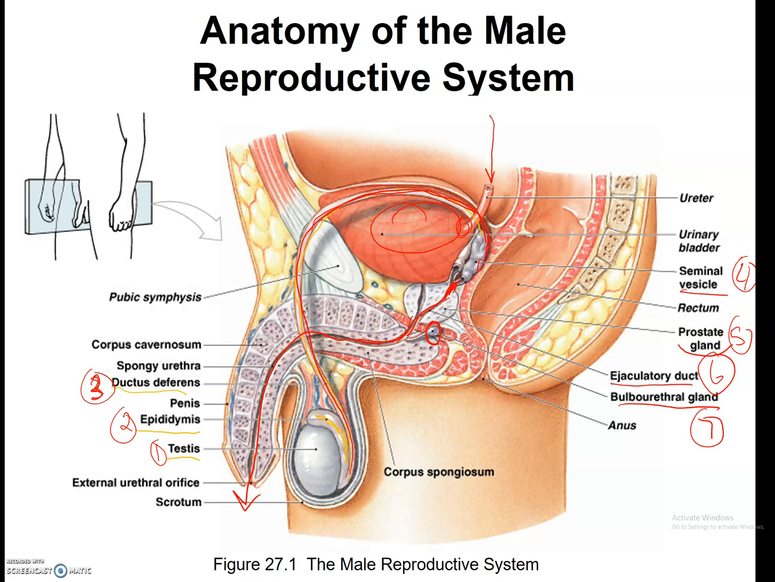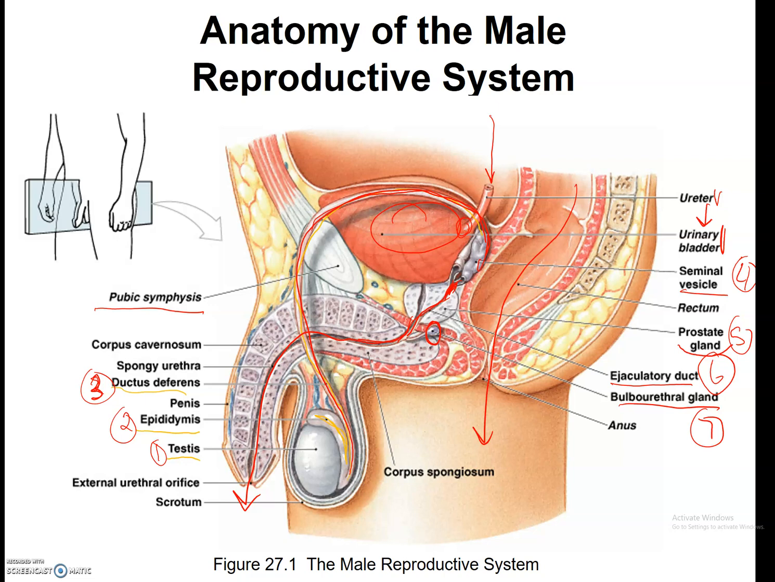Now, adjacent to all of this, like I mentioned, you're going to find the urinary bladder, with the ureters leading down into it. The rectum is posterior to this entire system, and the rectum, of course, from the digestive system, exits out through the anus. The pubic symphysis is the large set of pubic bones that we studied in the skeletal system.